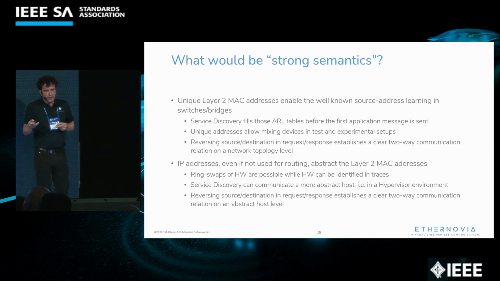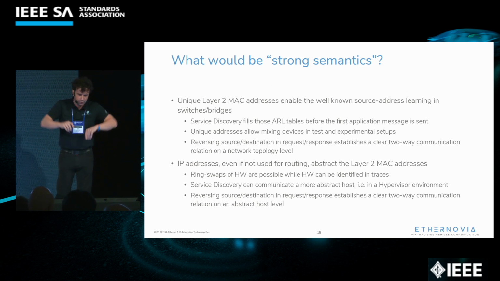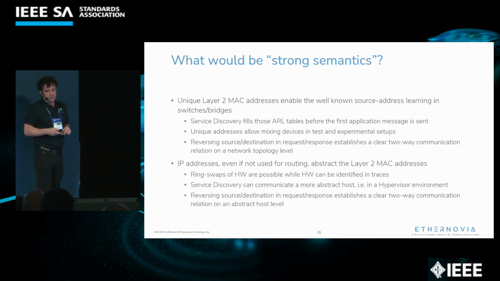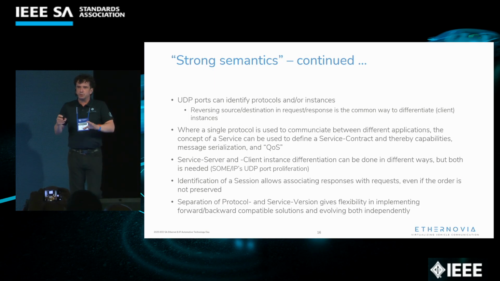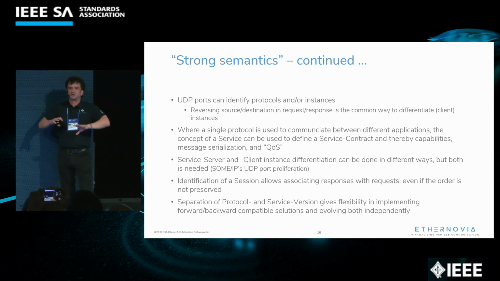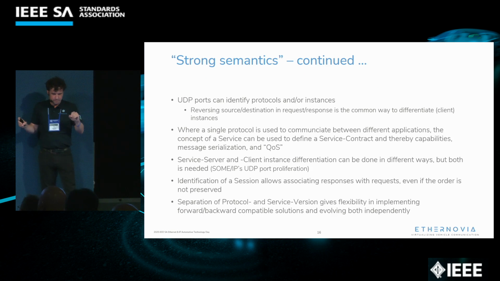Service discovery, I think, is a very useful thing to have, especially in something like a hypervisor environment where you have abstraction on top of your Ethernet link. And obviously, reversing, again, source and destination in request-response communication is absolutely worthy. I've got to speed up here a little. UDP ports can identify protocols, but they can also identify instances. And what I showed you in the web server example from the very beginning, they actually already do both. And if you look at SOME/IP, they do this maybe a little too much almost. Yeah, we've kind of overdone that.